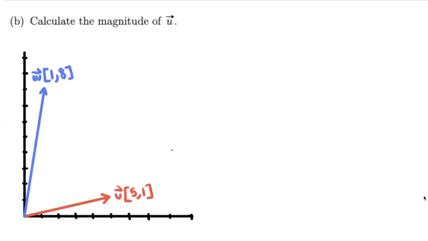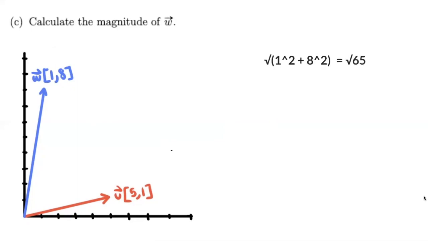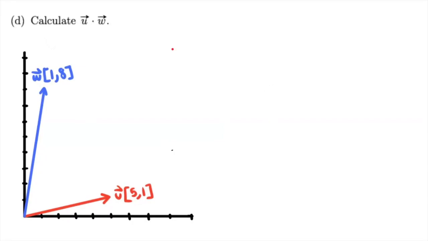First, we have to calculate the magnitude of u. To do this, we'll take the root of both components squared and added. So that will be root 5 squared plus 1 squared, which is root 26, which is about 5.099. Next, we'll get the magnitude of w. We do the same thing, which will be root 1 squared plus 8 squared, which is root 65, which is about 8.062.